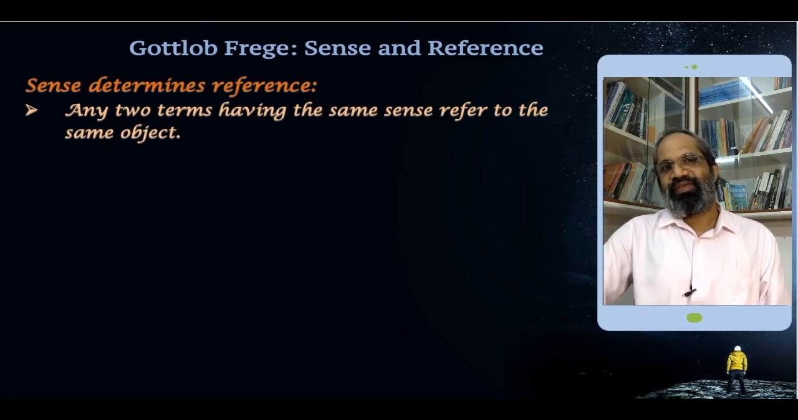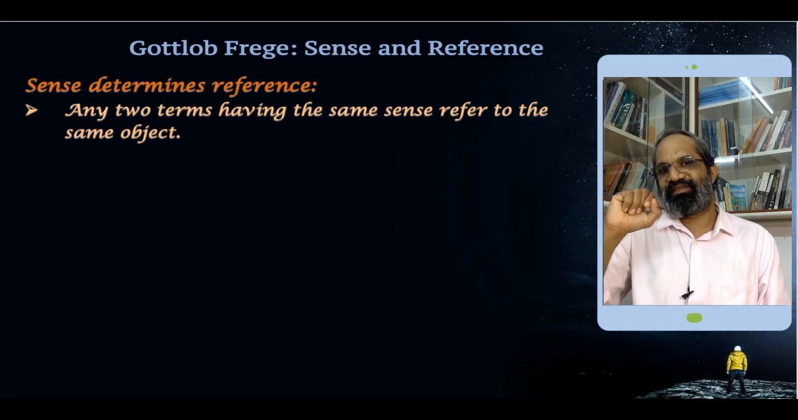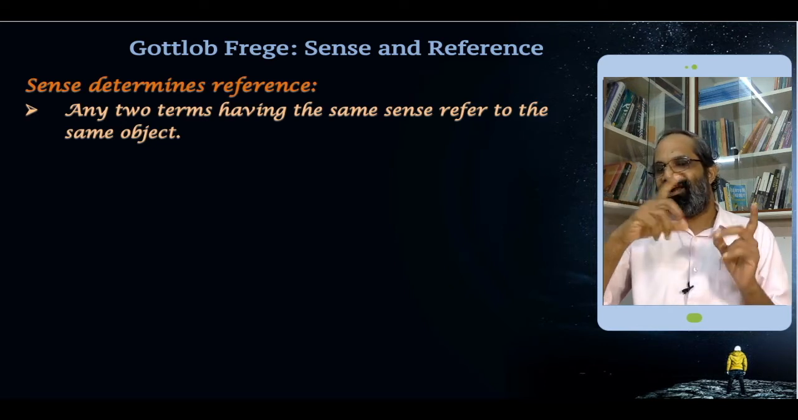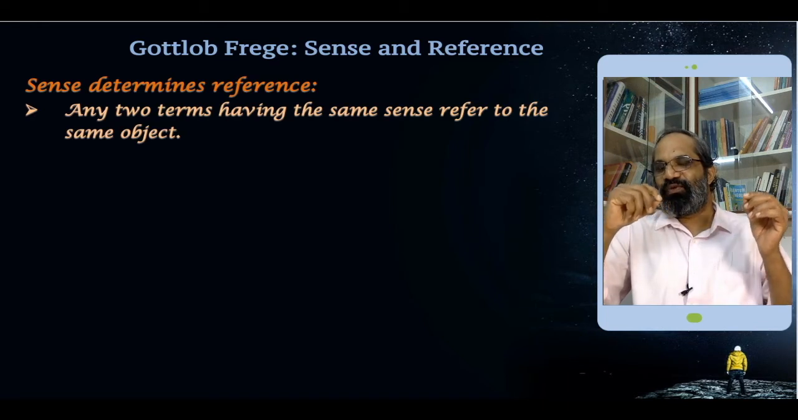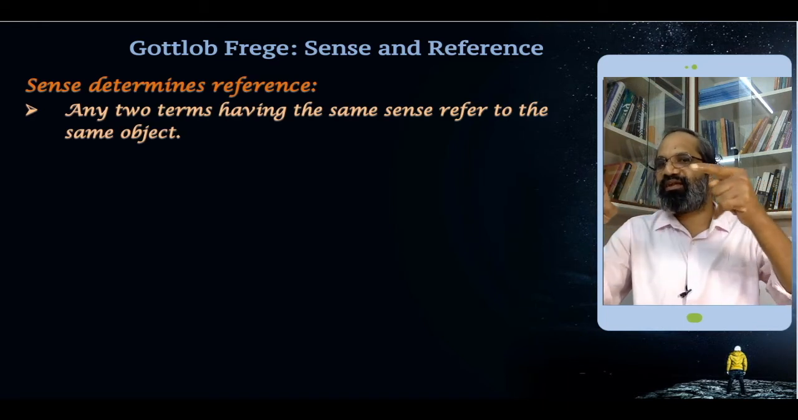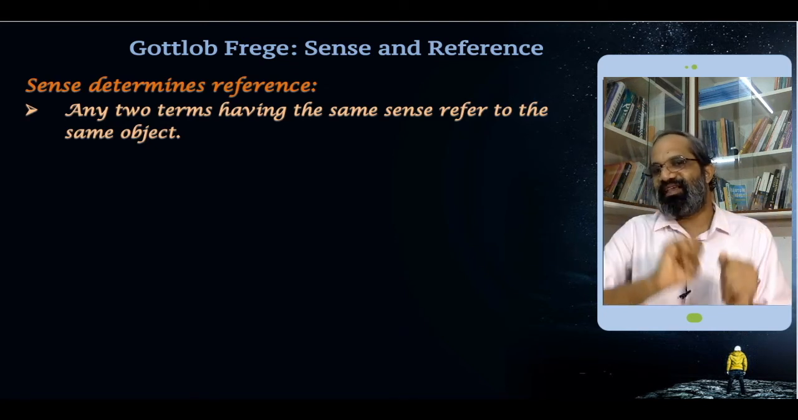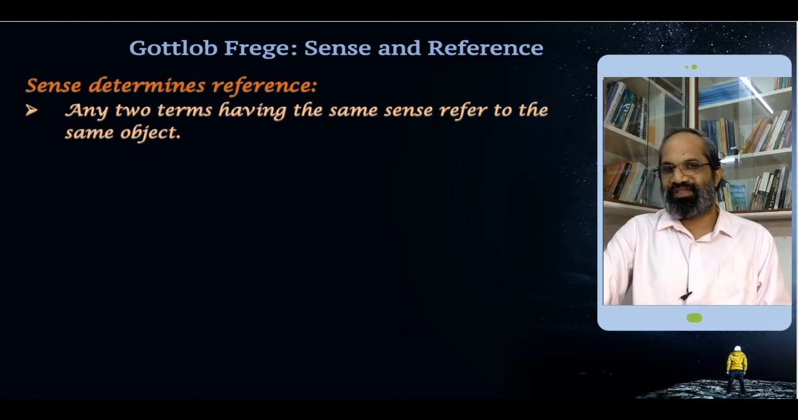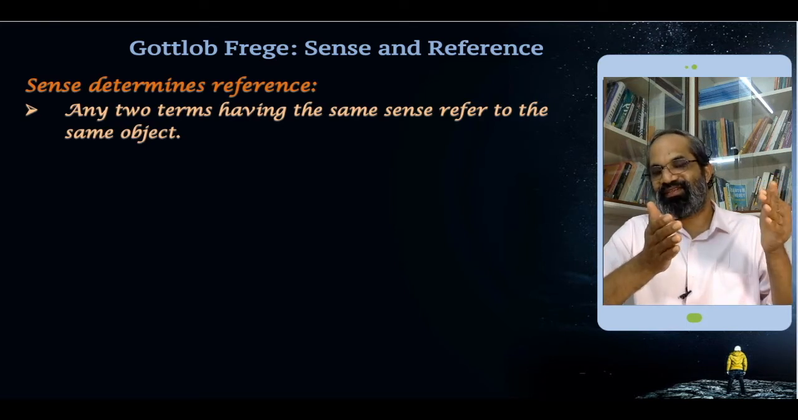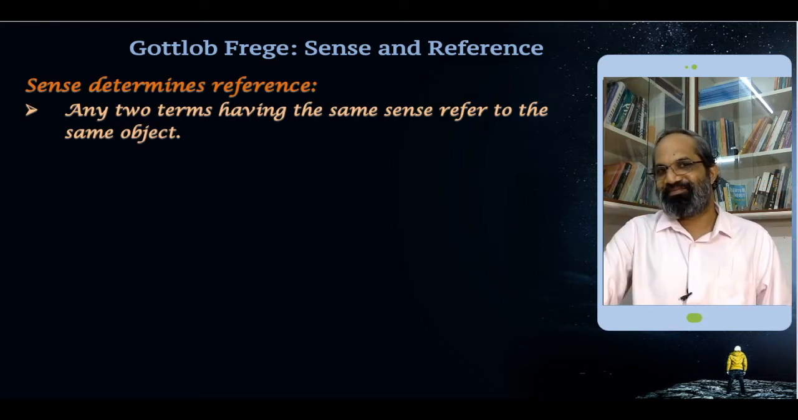Then we can say that any two terms having the same sense refer to the same object. In earlier cases, we have seen that two signs having different thought can refer to one and the same object. But if the sense is the same, the object cannot be different. Even when the sense is different, the object can be the same.